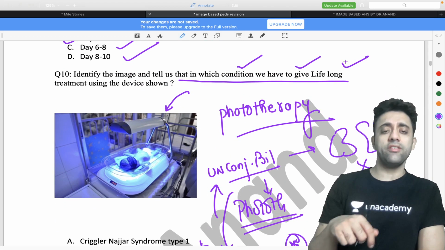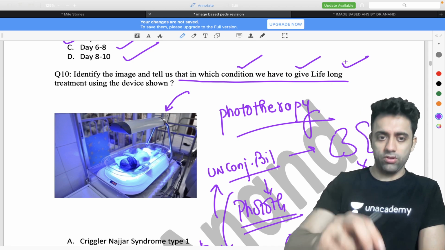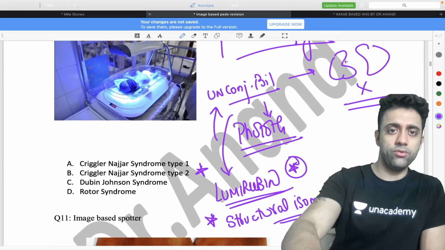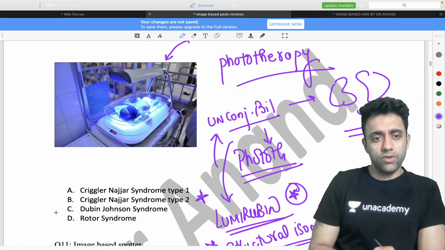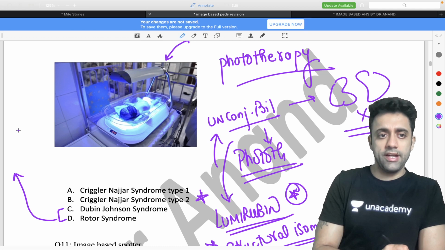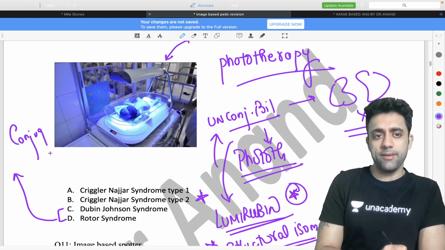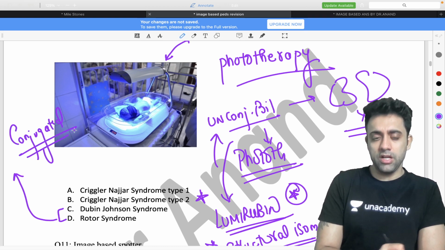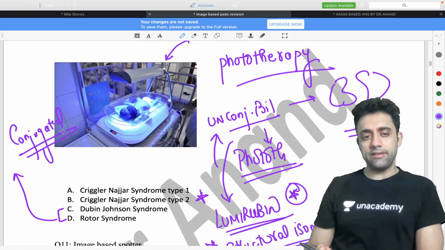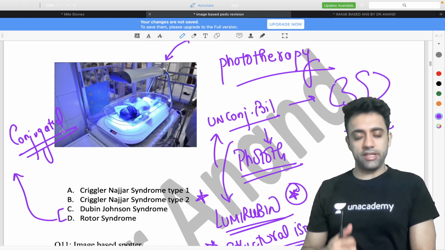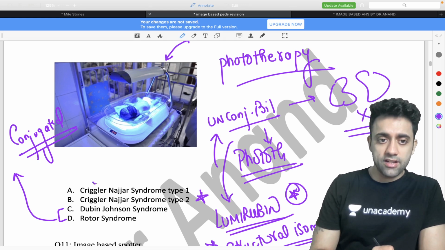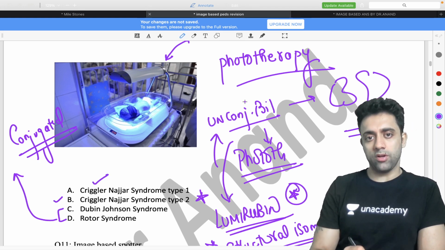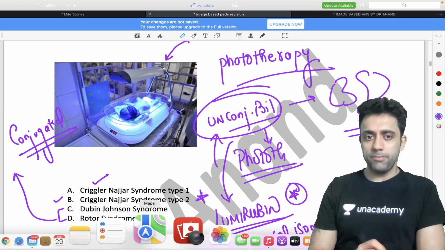Now coming to the question: in which condition we have to give lifelong treatment using the device below. So, I told you this device is helpful in unconjugated bilirubin. We all know that Dubin-Johnson and Rotor syndrome cause conjugated hyperbilirubinemia, whereas Crigler-Najjar syndrome type 1 and type 2 cause unconjugated hyperbilirubinemia.